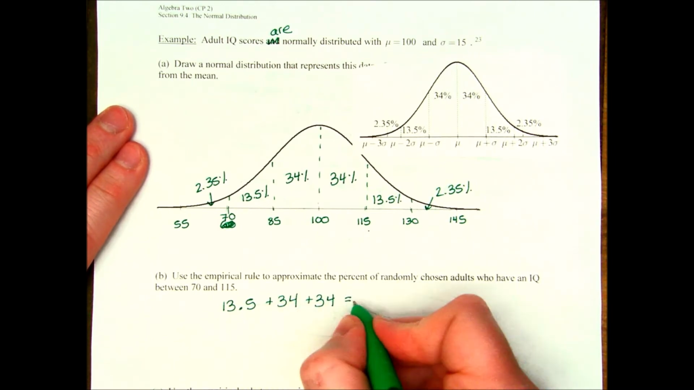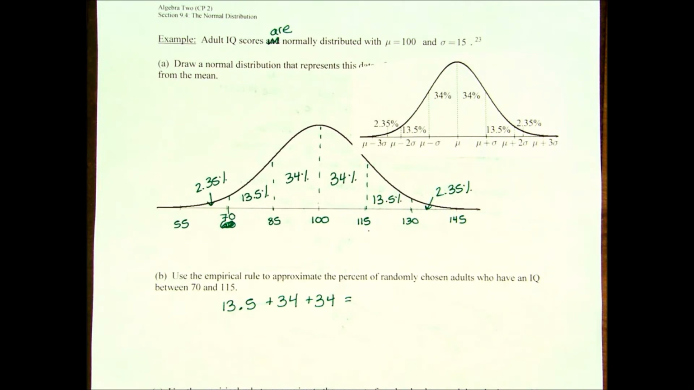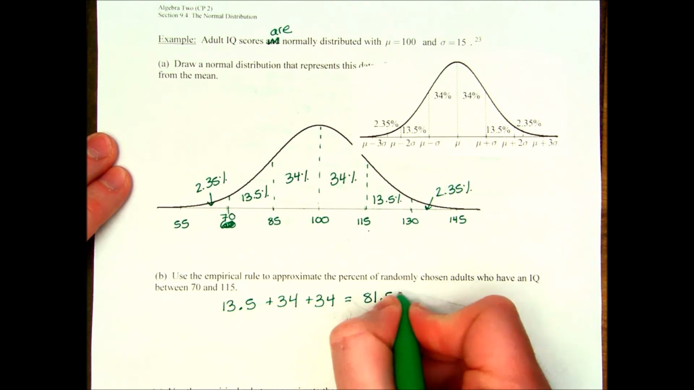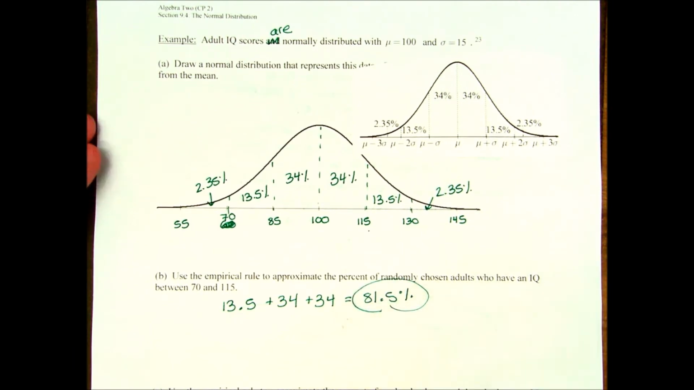Go to your calculator. And I'm getting 81.5% of the data. I can approximate that about 81.5% of all adults have an IQ between 70 and 115.